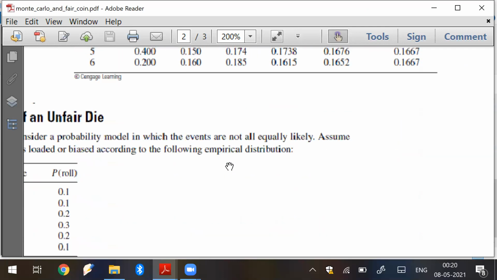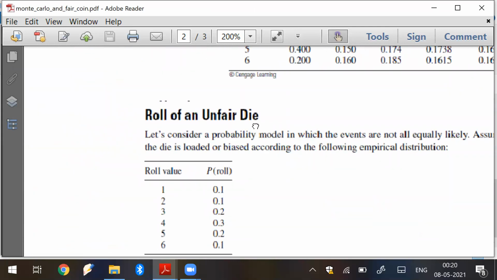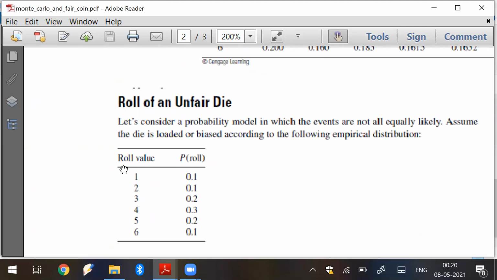Now for an unfair die, what can we do? Here, as I said, the bias will be given as information prior to simulating the algorithm. Suppose face 1 will occur with probability 0.1, face 2 also 0.1, but face 3 is more probable, 0.2 is assigned to it. Face 4 is yet more probable, 0.3 is assigned. Again, faces 5 and 6 are assigned 0.2 and 0.1 respectively. With this information in hand, we will try to get the idea of how we should divide the 0 to 1 interval.